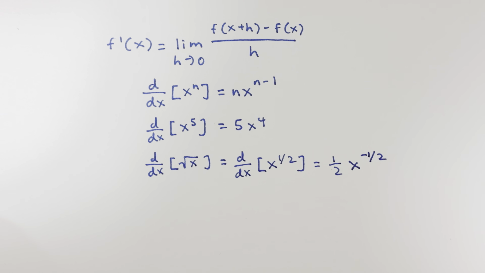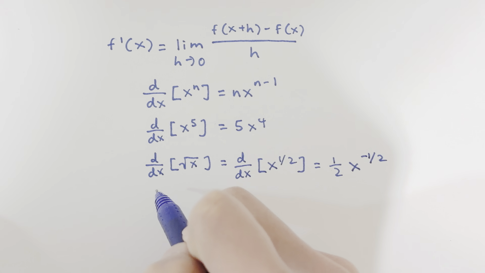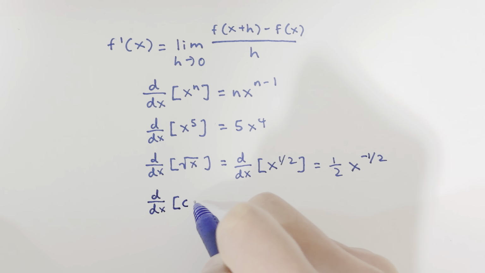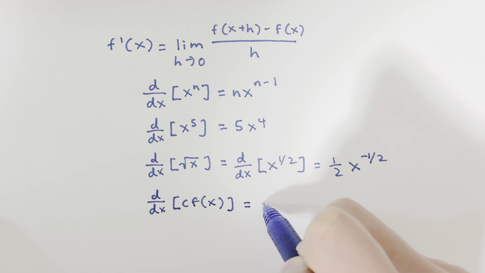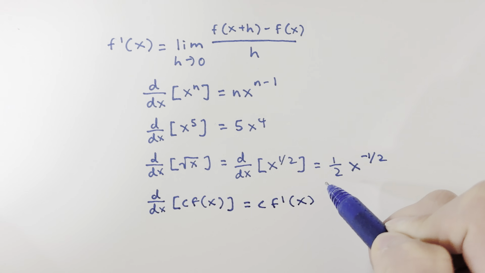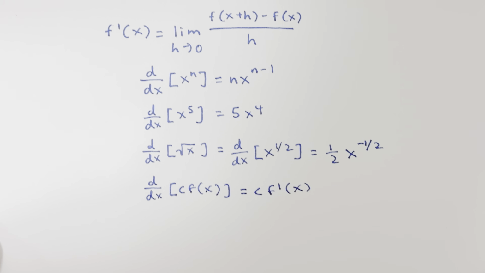And then the derivative of a constant is 0. And the derivative of c times a function f of x is equal to c times the derivative of f, f prime of x. So it's just c times f prime of x. And next, we go to a bit more complicated stuff.